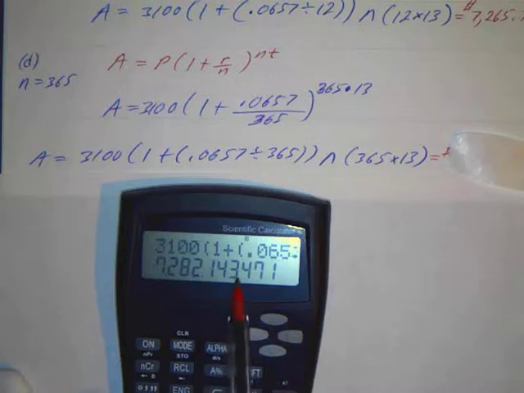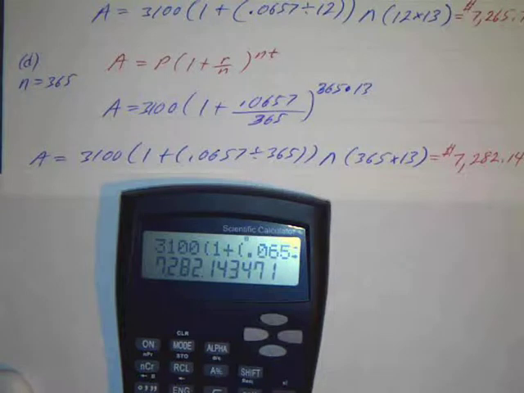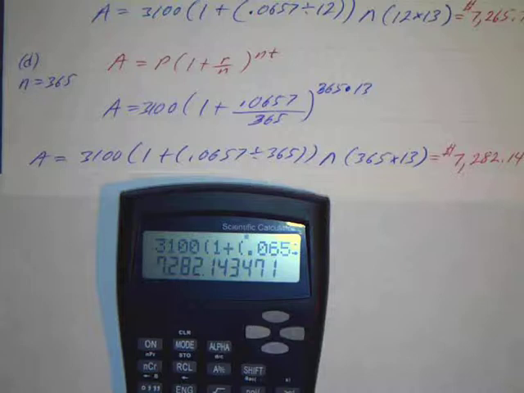7,282.14. 3, since 3 is smaller than 5, I can just drop it. So there's your answer, $7,282.14.